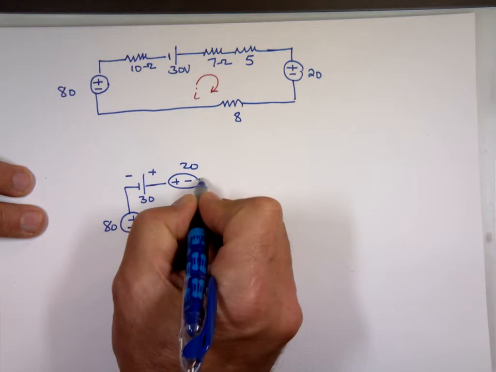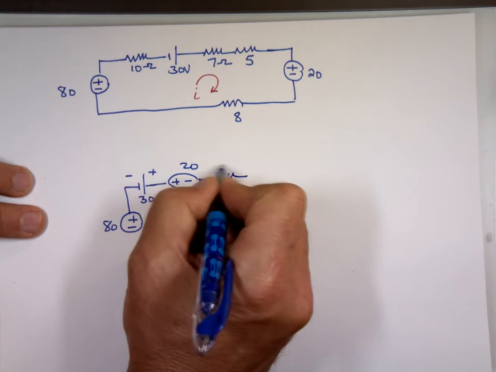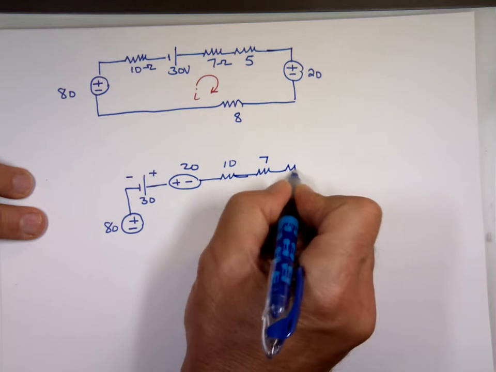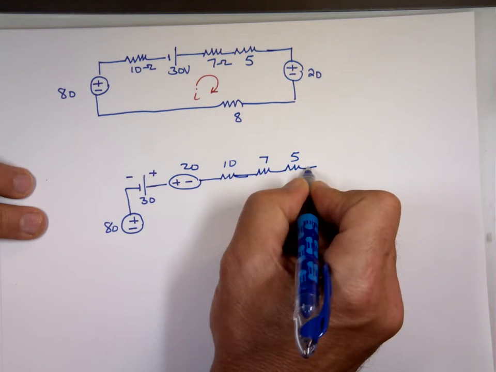Now let's put the resistors. What do we have? 10, 7, 5, and 8.